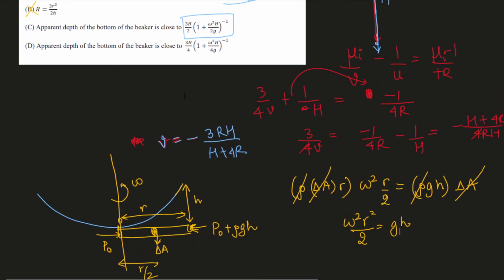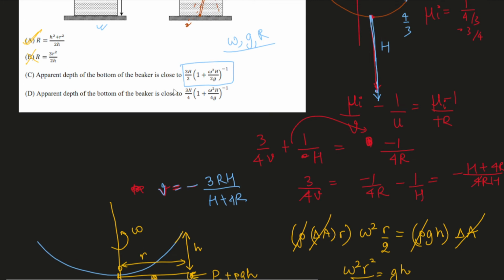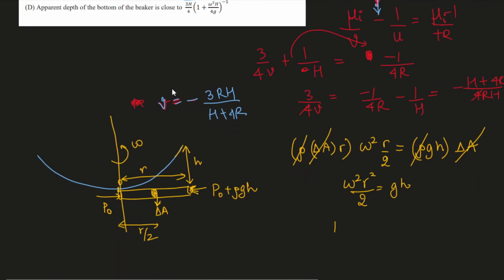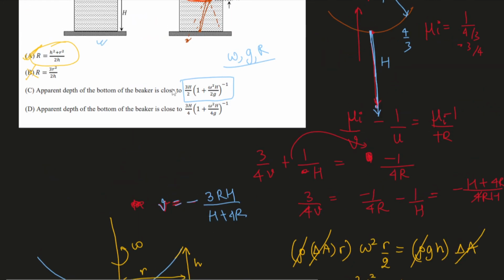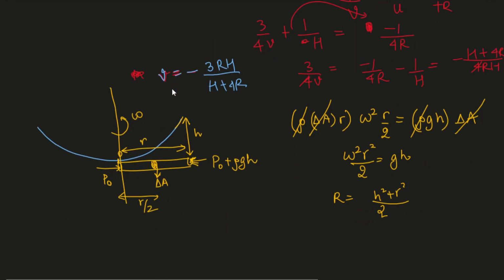And what else can we do? Let's try bringing in the other component. This is the other equation that we have, that we just found out: r is equal to h squared plus r squared divided by 2h, right?